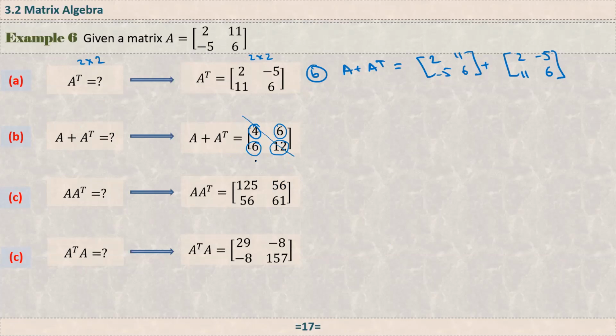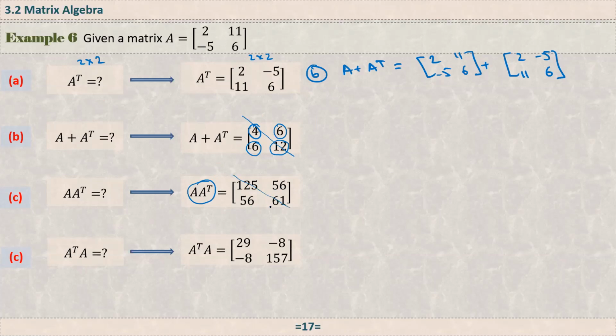So now you will see that if you add A to its transpose, we always obtain a symmetric matrix. So that is a symmetric matrix. And how about A times A transpose? Here we have A, and that is A transpose. If you multiply them together, you know how to multiply two matrices, so we'll just multiply these things together. We got here 125, 56, 56, 61.